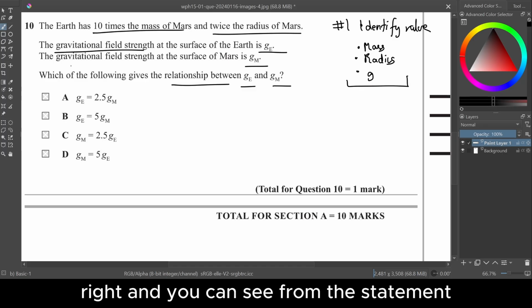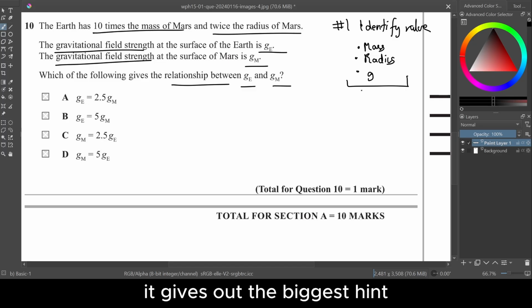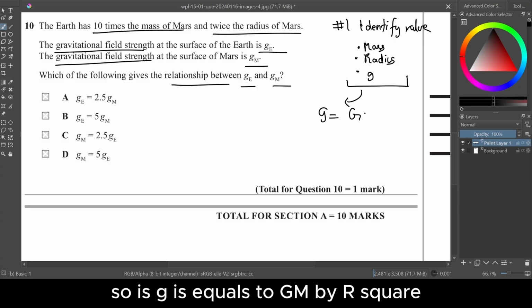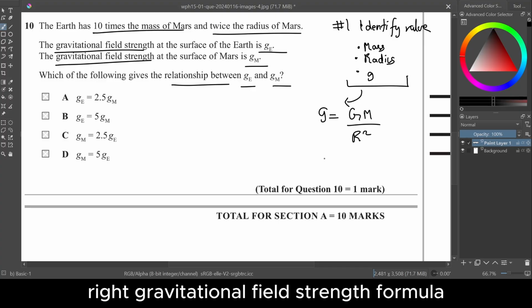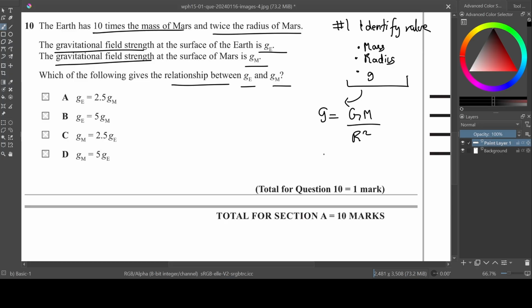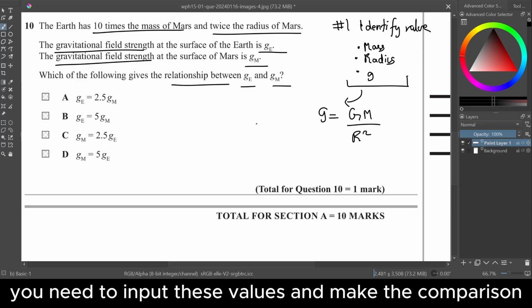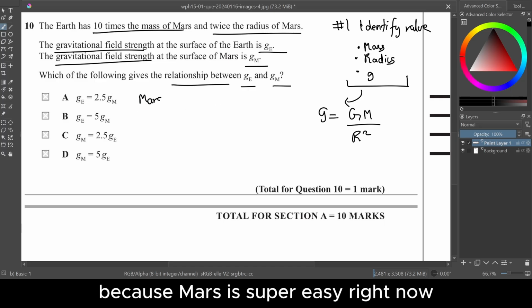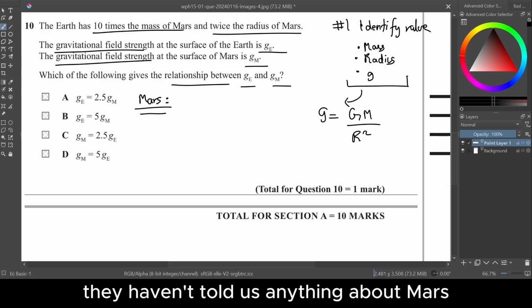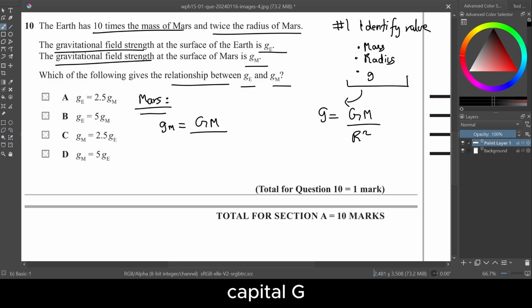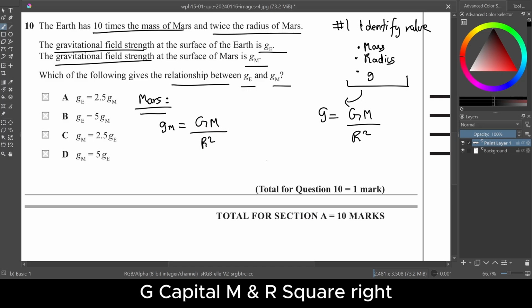And you can see from the statement, it gives out the biggest hint that you have to use the gravitational field strength formula, right? So it's g is equal to GM by r squared. Now what you need to do is input these values and make the comparison. Let's do it for Mars first because Mars is super easy right now. They haven't told us anything about Mars. It's simply writing Gm is equal to capital G capital M by r squared.